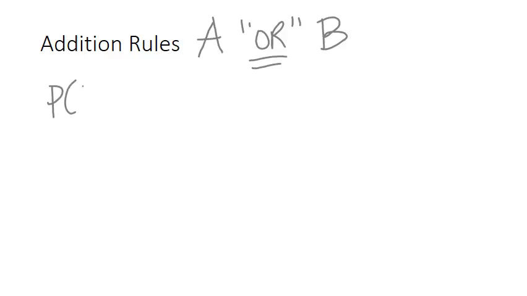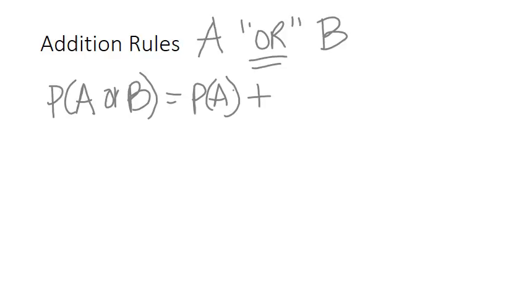The addition rules, we're looking for when two things could happen, where event A or, there's our keyword or, event B happen. That's our keyword. Anytime you see or, we're going to be adding. So we're saying the probability of A or B happening is whatever the probability of A is plus the probability of whatever B is. So we have an example.